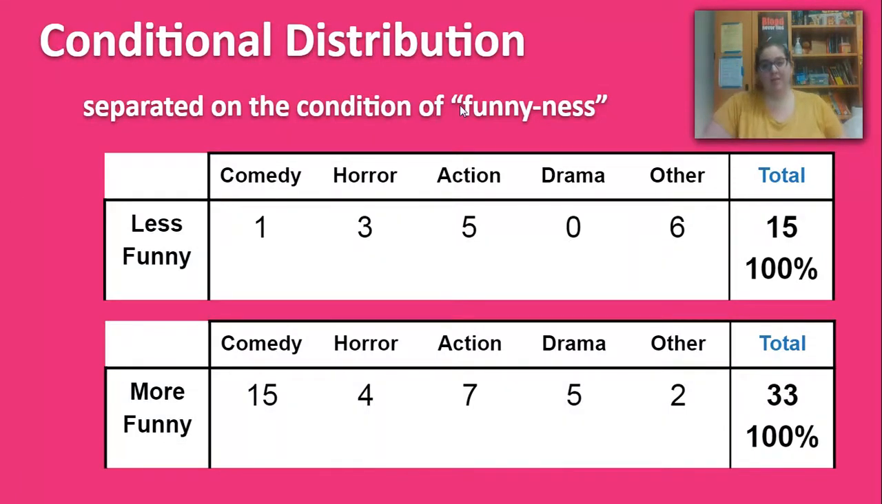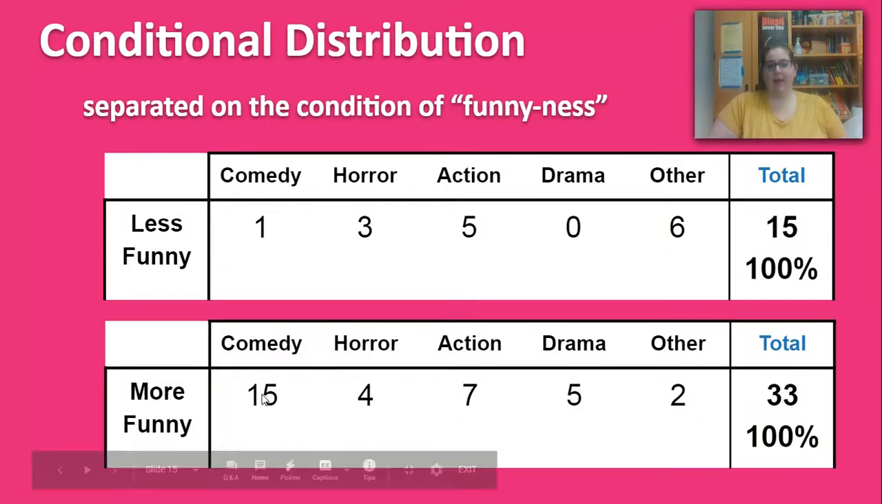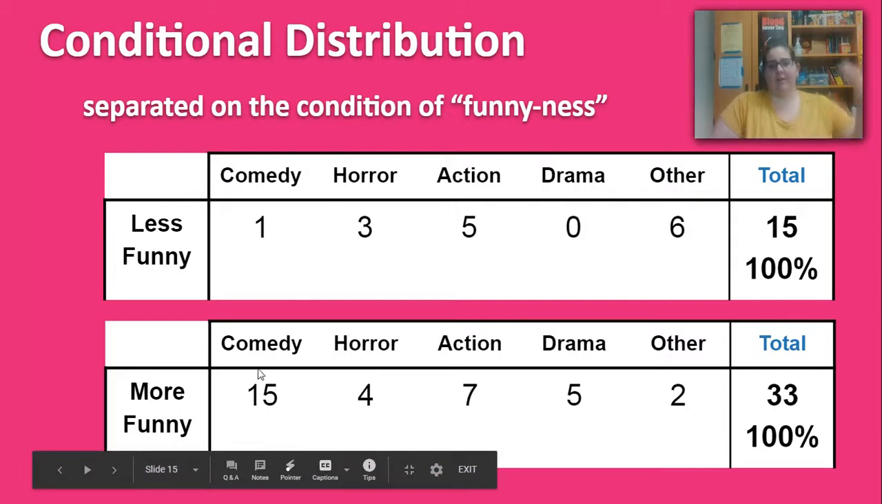Now I could also separate this table the other way, and I could have split it up into 5 separate tables for comedy, horror, action, drama, or other, and within each genre figured out what percentage of that genre categorize themselves as less or more funny. So I could have split it up the other way, I just chose to split it up this way.